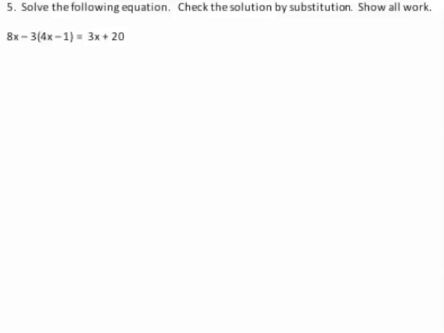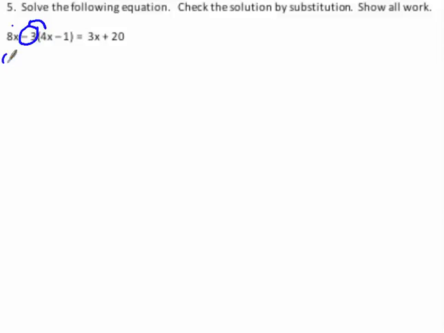So we need to distribute the minus 3. Before we do that, let's read exactly what this equation states. This equation says 8x minus 3 times 4x minus 1 equals 3x plus 20. Well, when we distribute, even though this is actually minus 3 times something, for distributing we're going to assume that it's a negative 3, because minus is the same thing as plus negative 3.